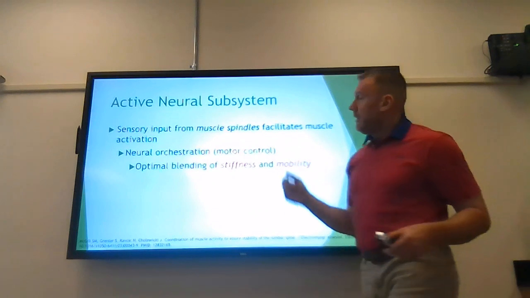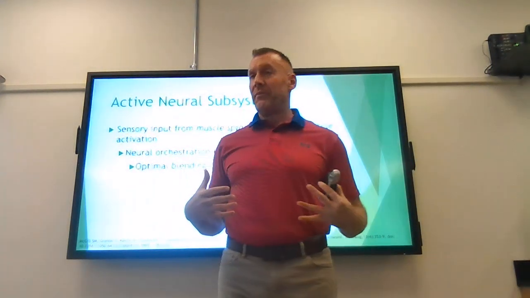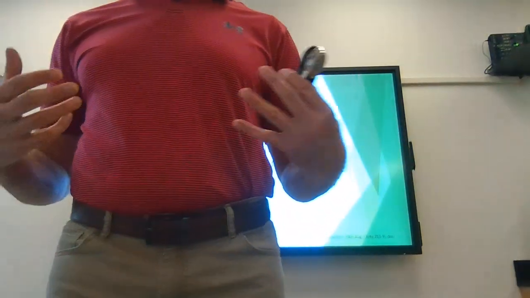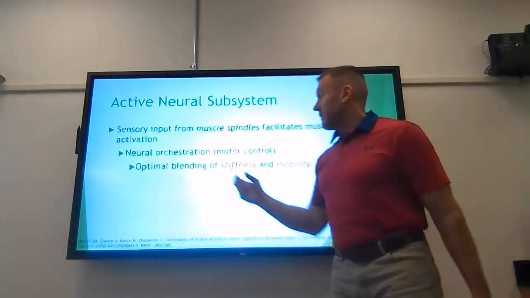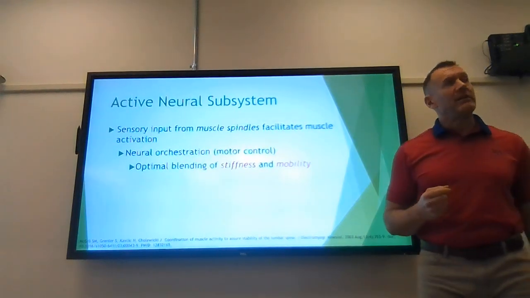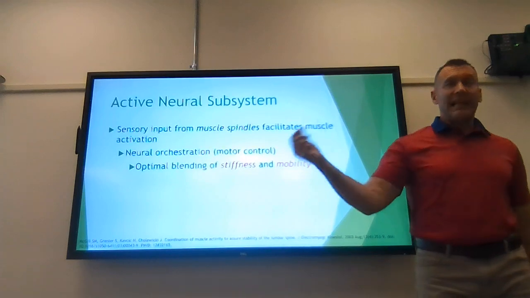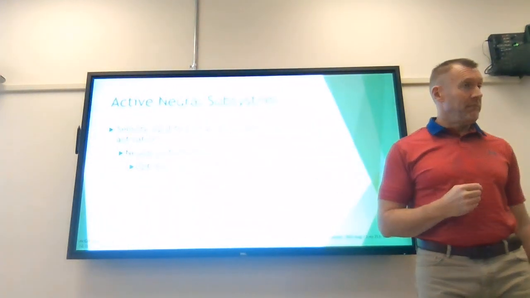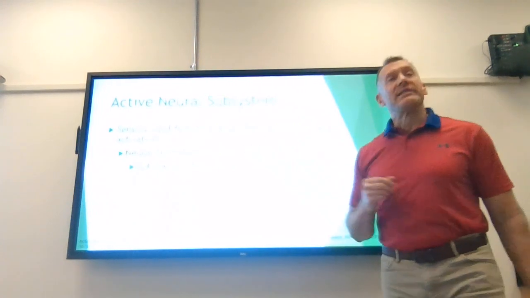We want not necessarily to be contracted all the time, because how well would we move if we were maximally contracted all the time? Okay, so to move well, we want muscles to contract when they're supposed to contract. In other words, creating the right amount of stiffness, but also to relax, because a relaxed muscle is a fast muscle, right? So it's the optimal blending. So it's the nervous system that does that.